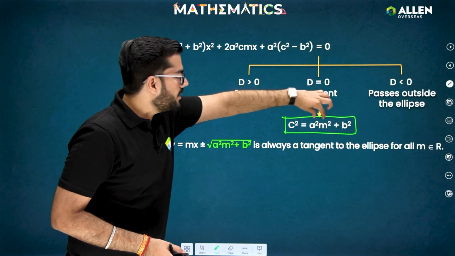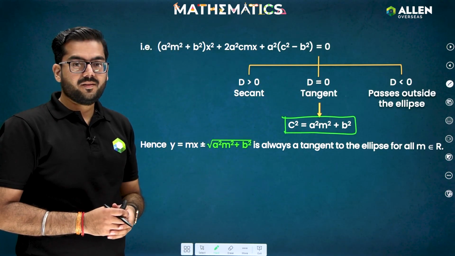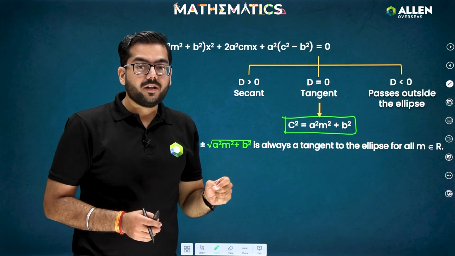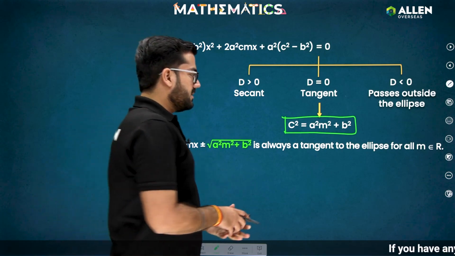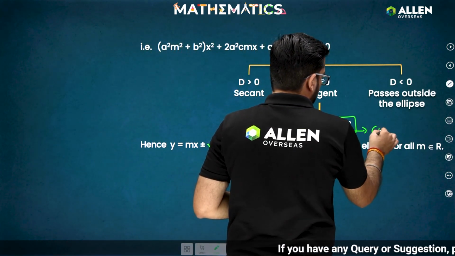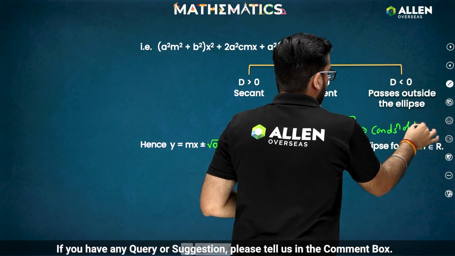Passes through any points. Now again come to the point, when the discriminant is equal to 0, I will get c square is equal to a square m square plus b square from this equation. And this one is known as the condition of tangency, always remember this thing.